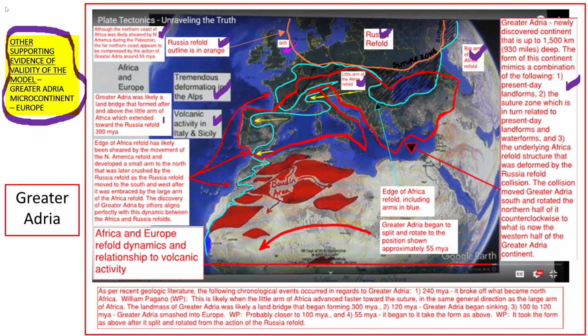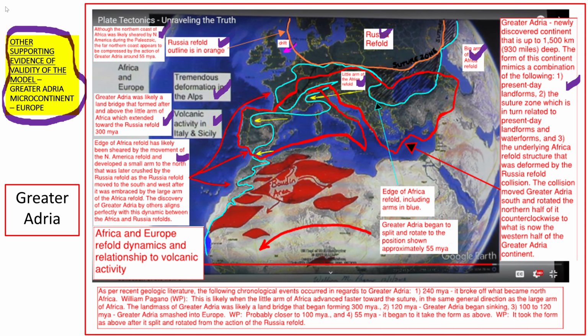Greater Adria was likely a land bridge that formed after and above the little arm of Africa, which extended towards the Russia refold 300 million years ago. So as that little arm grew, it took the land with it, and it kind of fostered the deposition of the sediments and everything, and the migration.